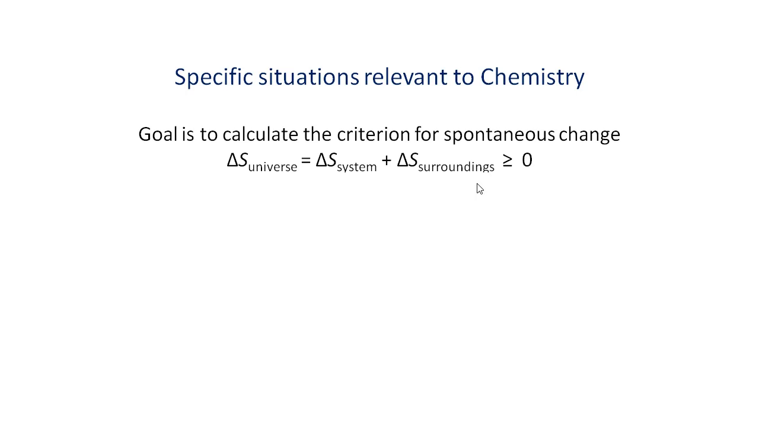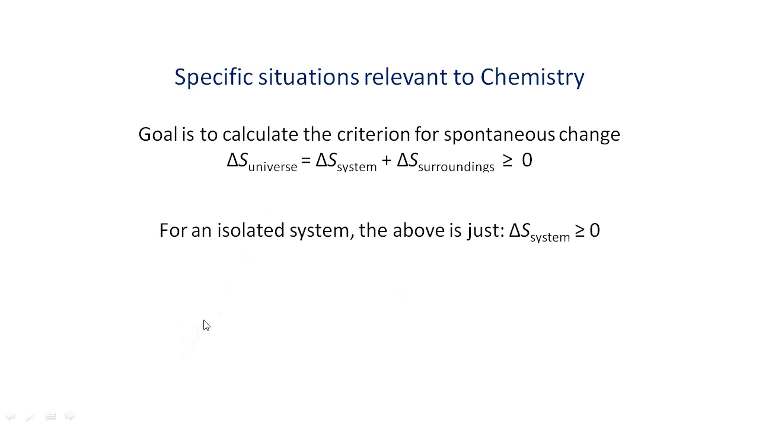Calculating the change in entropy of the surroundings every time a system undergoes a change seems particularly challenging. We will see in this lecture that for some specific situations, it is quite easy to calculate the change in entropy of the universe by only focusing on the system and predefining a few new terms. For the situation when the system is isolated, the change in entropy of the universe is just the change in entropy of the system. So for an isolated system, the criterion for spontaneous change is just delta S system greater than or equal to 0.